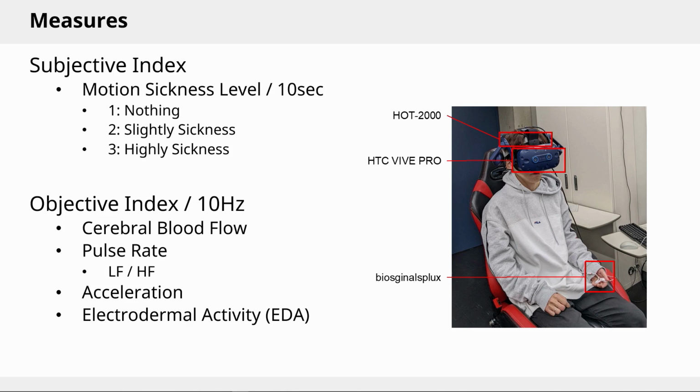As objective indicators, cerebral blood flow, pulse rate, acceleration, and electrodermal activity were measured using 2 devices, HOT-2000, a near-infrared spectroscopy, and the BiosignalPlux, a biosignal sensor. LF over HF was also calculated from the pulse rate. The same indicators were measured for both experiment 1 and 2.